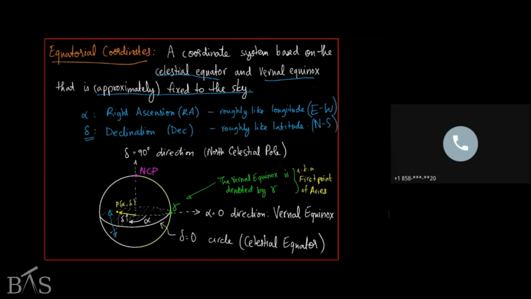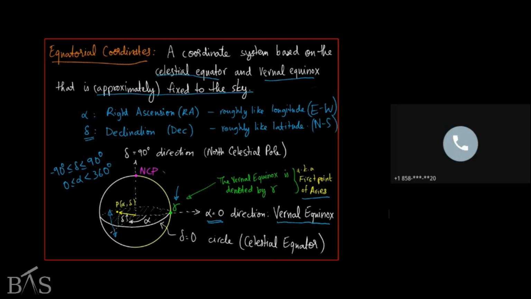Declination goes between minus 90 and 90. Remember, there's one angle that goes between minus 90 and 90, and there's one angle that goes between 0 and 360. The declination goes from minus 90 to 90, and the right ascension, which I denote by alpha, goes between 0 and 360 degrees. The zero of right ascension is defined at this point, the vernal equinox. The vernal equinox is also called the first point of Aries. And we use the symbol gamma to denote the first point of Aries or the vernal equinox.